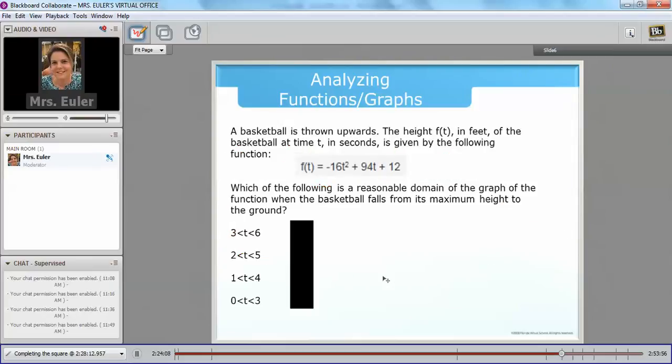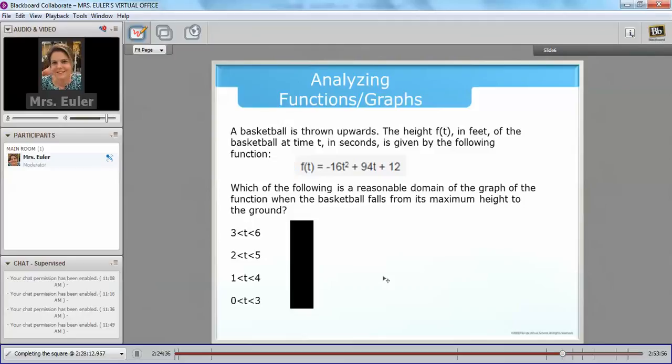Still analyzing functions and graphs, kind of the same idea, just a different type of question. A basketball is thrown upwards. The height, f of t in feet of the basketball at time t in seconds is given by this function. Again, they tell us what the function is. Which of the following is a reasonable domain of the graph of the function when the basketball falls from its maximum height to the ground?